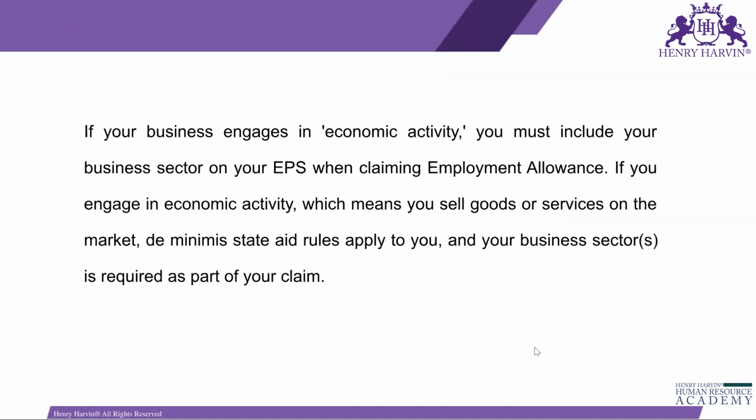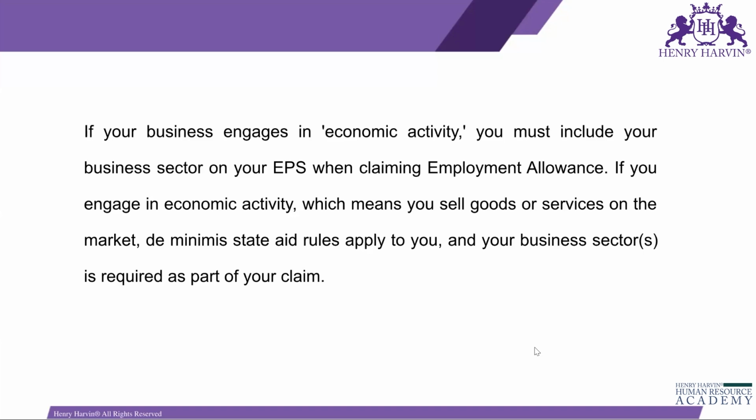If your business engages in economic activity, you must include your business sector on your EPS. Let's see what economic activity is when claiming employment allowance. If you engage in economic activity, which means you sell goods or services on the market, de minimis state aid rules apply to you, and your business sector is required as part of your claim. So you have to also mention the business sector. Economic activity means you are selling goods or services on the market.